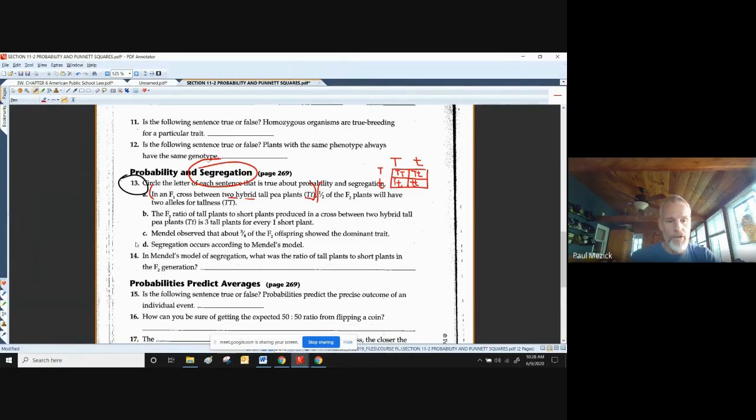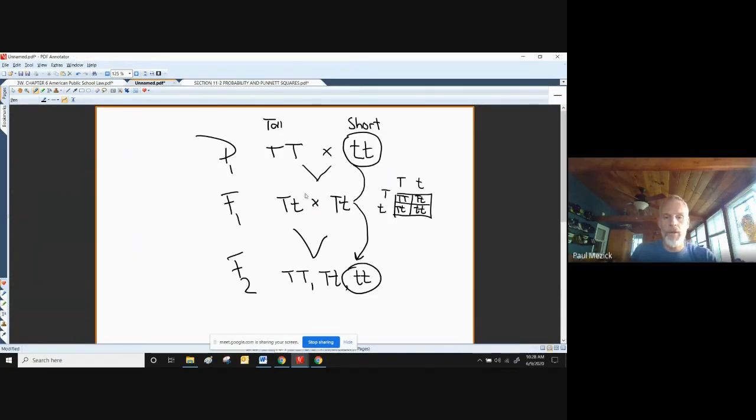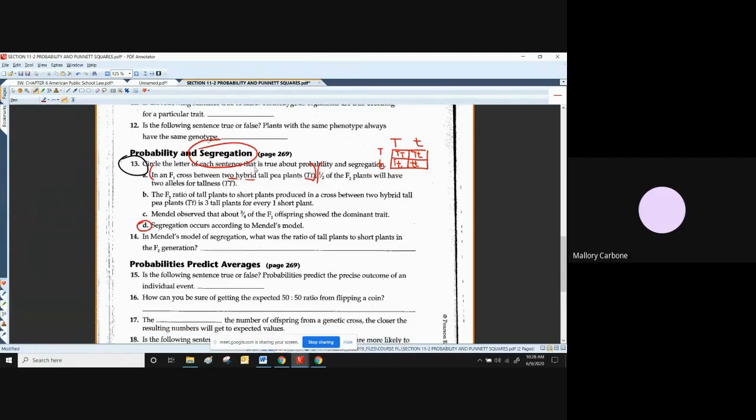So if you look at, say, choice D, segregation occurs according to Mendel's model. Absolutely. Because if you look at Mendel's model, you'll see that the 2 purebreds stayed. The resulting generation of those 2 purebreds, the recessive wasn't shown. It's there, but it's not being expressed because it's masked by the tall, and then it pops up again. And so that shows segregation. Otherwise, there's no way to explain how the short gene would skip a generation. Okay. It does make more sense looking at it as a picture.